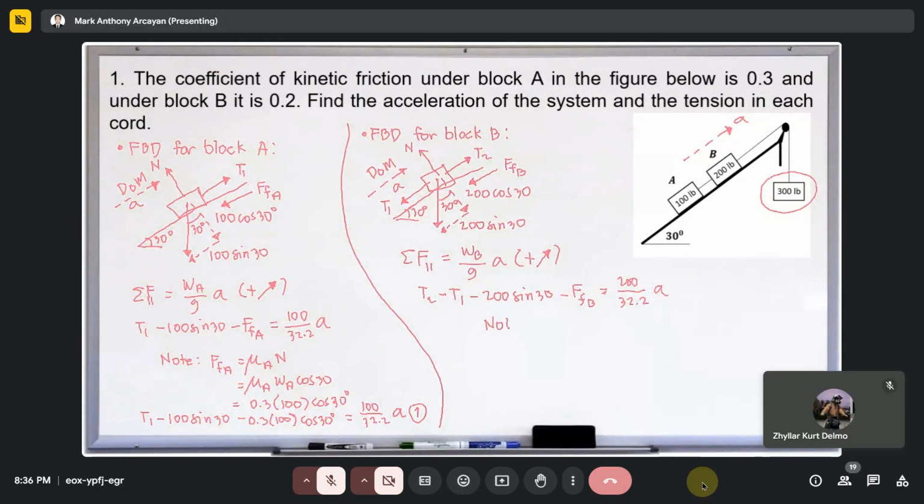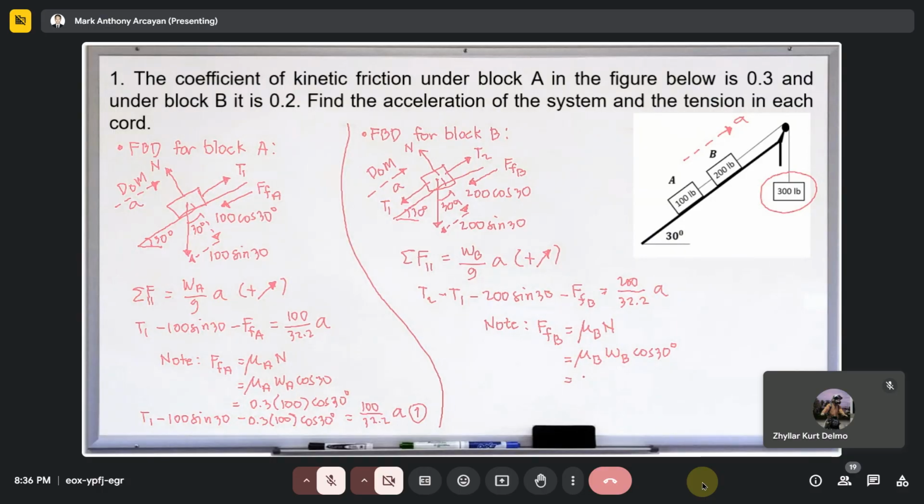Next, we will solve for the value of the frictional force, F sub FB. This is mu B times the normal force. And if we're going to take summation of forces normal to the plane, we can say that the normal force is just equal to the normal component of the weight. We have mu B W sub B, then the cosine of 30 degrees.